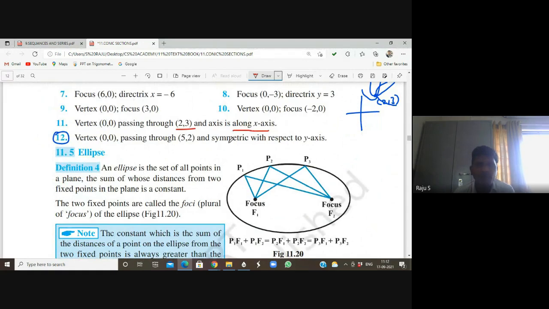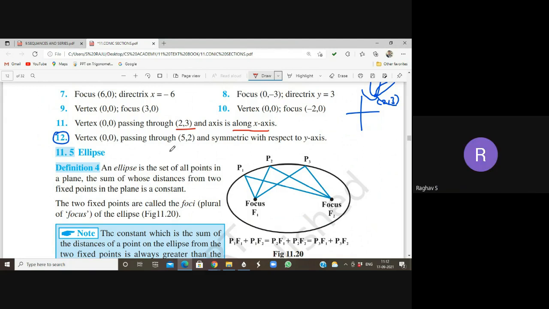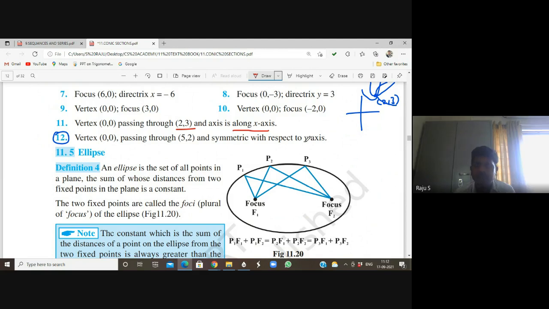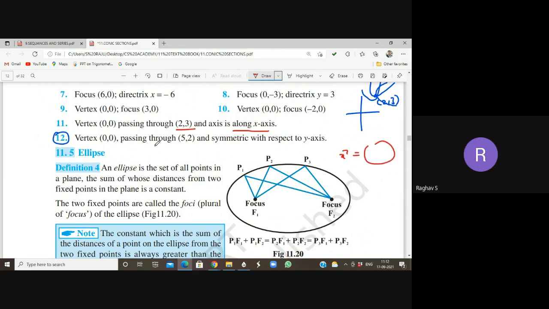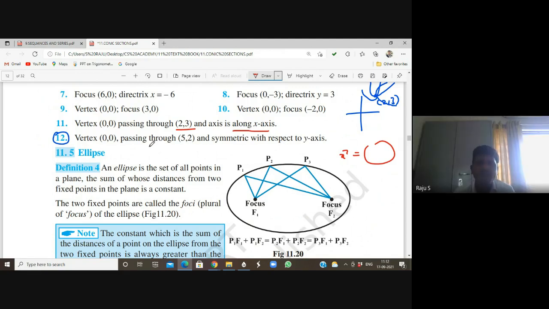Now tell me anyone, what is the equation you are going to take according to the given data? So from the given condition we are getting 2x square equal to 25y. You should keep x square on the left and the remaining value on the right side: x square is equal to 25 by 2 into y. First tell me what is the standard form of the parabola according to the data.